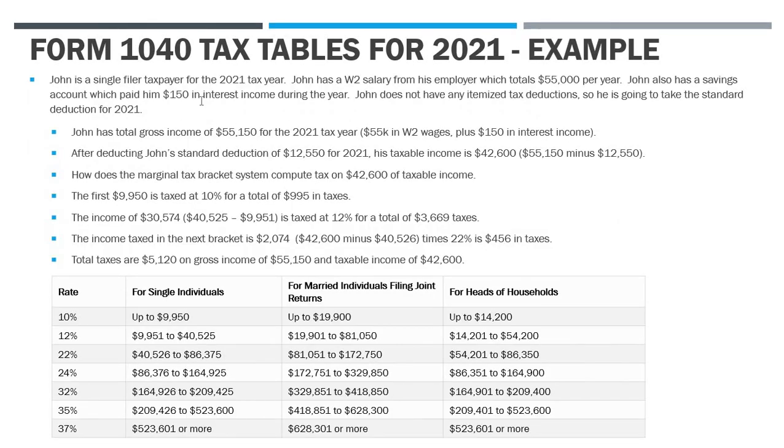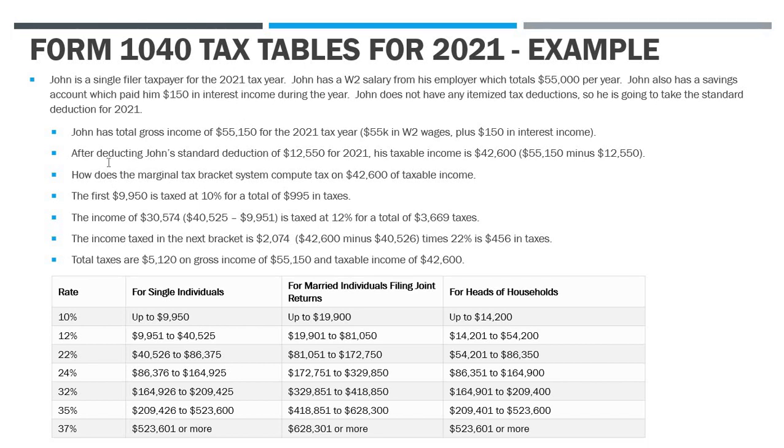So in our example here, we have John. He's a single filing taxpayer. He's got a W-2 salary from his employer for $55,000 per year. He also has a savings account which pays him $150 a year in interest income. John does not have any itemized deductions, so he's going to be using the standard deduction for 2021. Okay, so John's total gross income is $55,150, right? So he's got the $55K in wages, $150 in interest, so $55,150.